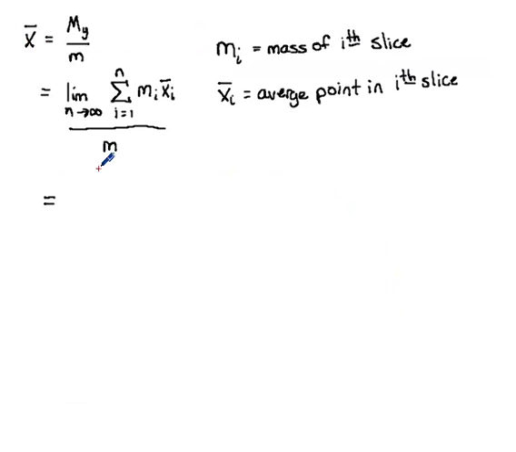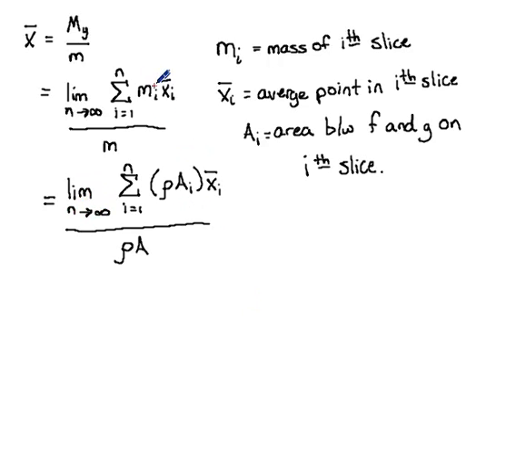Of course, mass is density times area, so they have to give us a density, or maybe not so obviously. Let's write that out here. You see I've replaced all the m sub i's with rho a sub i, in other words density times area, where a sub i is just the area between f and g on the ith slice. And capital A down here is the total area of the object times its density, so that would be the total mass.